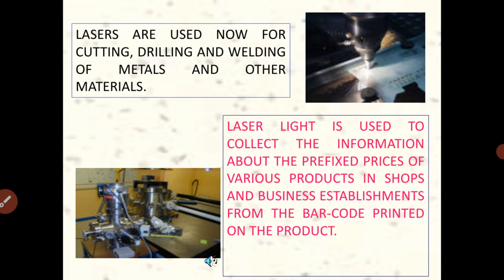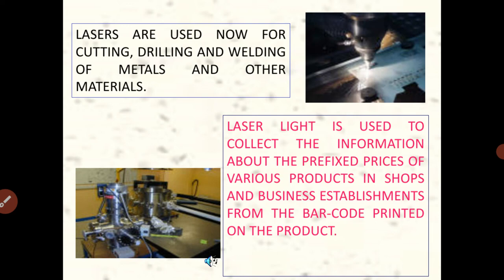After that, lasers in industry. What is the industrial use of this laser light? Lasers are now used for cutting, drilling and welding of metals and other materials. For the cutting and drilling process, the CO2 laser is generally used for cutting both metals and non-metals. CO2 lasers, solid state lasers, gas lasers and diode lasers are generally used.